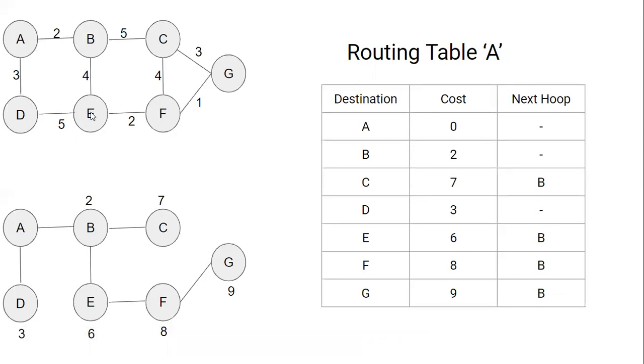Now we have to travel to E, A to E. Now see how many ways there are to travel A to E. There are two ways. One is A, B and E. One is A, D and E. So which is the shortest one, we need to find out. A to B is 2 and B to E is 4. So 2 plus 4 is what? 6. So A to E, if we travel through B, is 6.